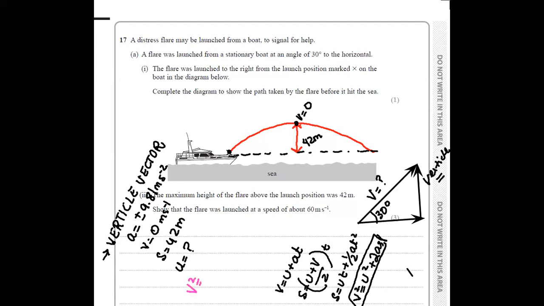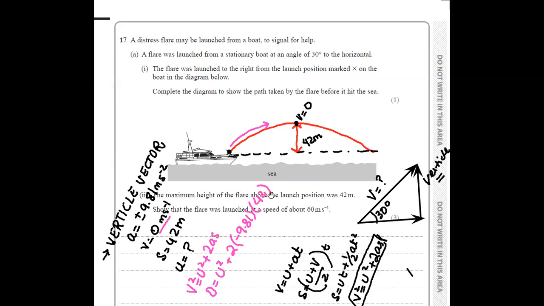v square is equal to u square plus 2as. Final velocity is 0. Initial velocity, I do not know, we have to calculate. Plus 2 times my acceleration. My flare is going upwards, I'm looking at the first part of the journey, so my acceleration is minus 9.81. The height that the flare is traveling is 42.